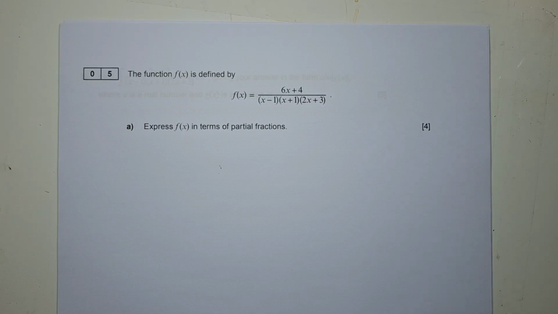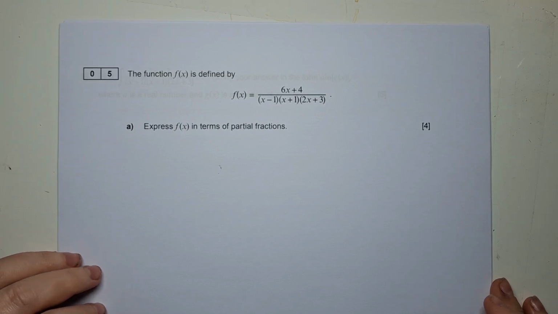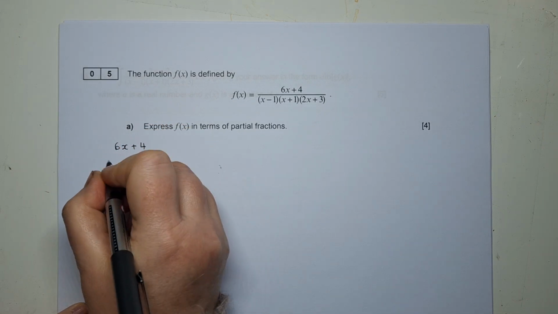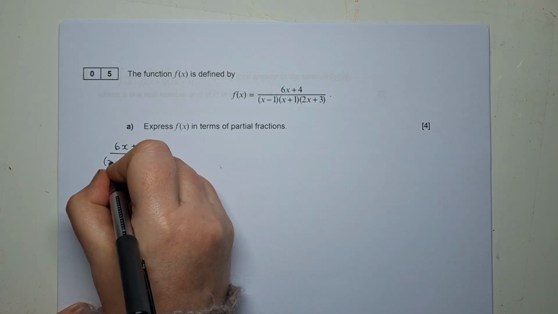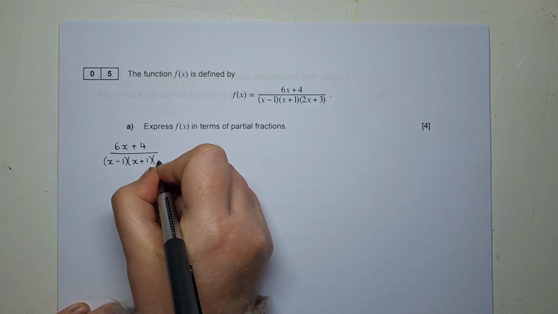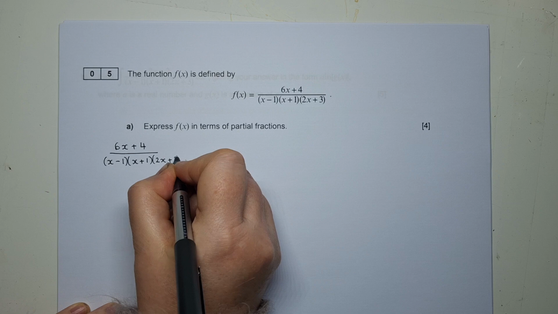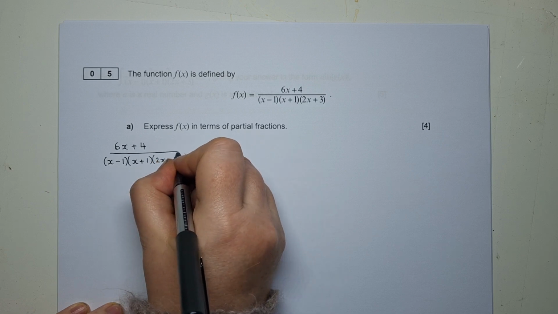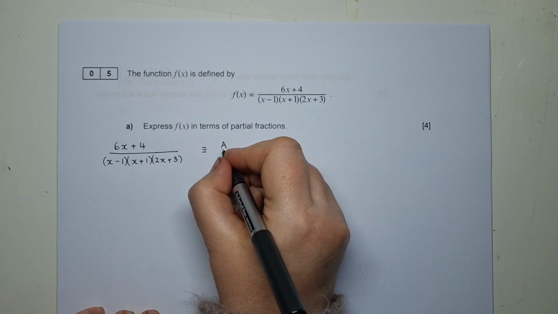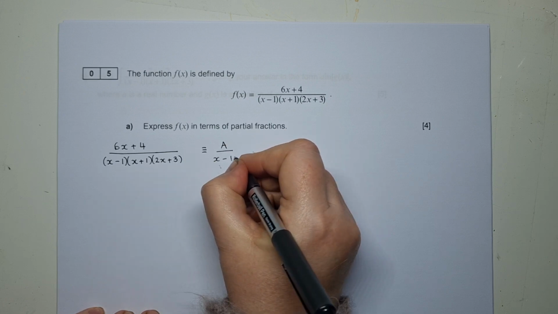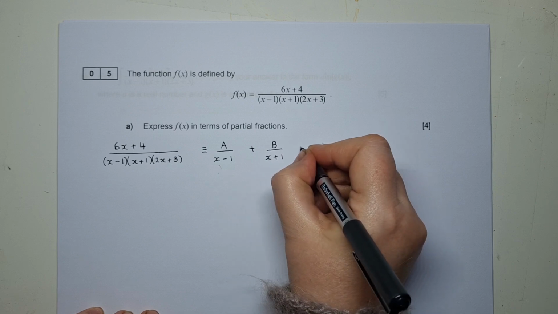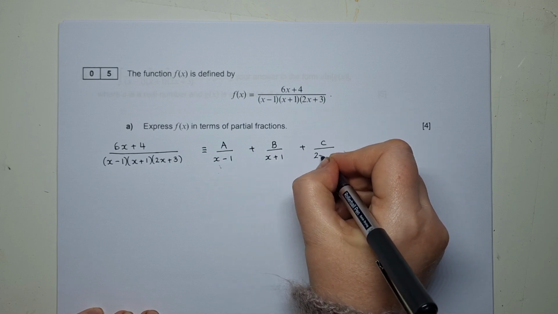Question 5, partial fractions. So we have to do our process of putting our partial fractions into 3 separate fractions. So let's write out the pattern that we would be expecting. Now we've got 3 separate brackets, all just power 1, so we're going to get 3 separate fractions, just a single number on the top of each fraction, like that.